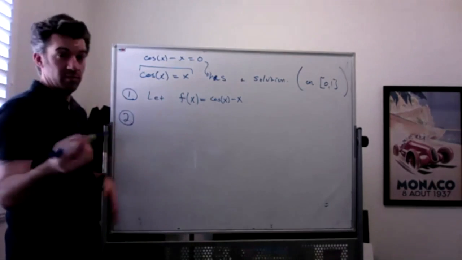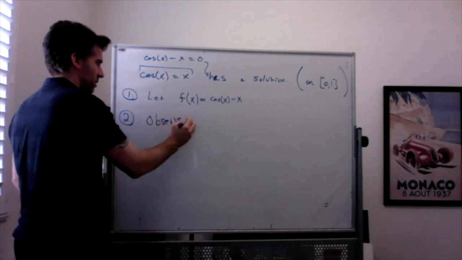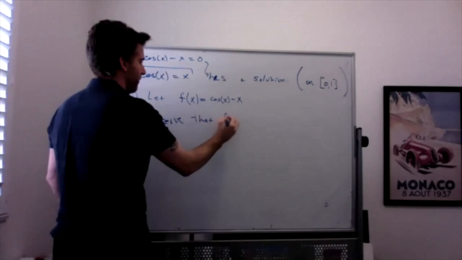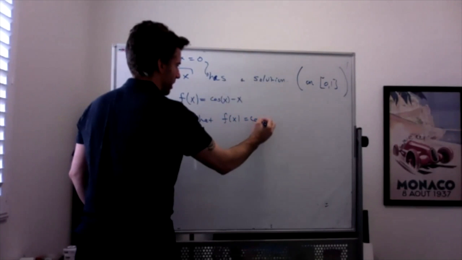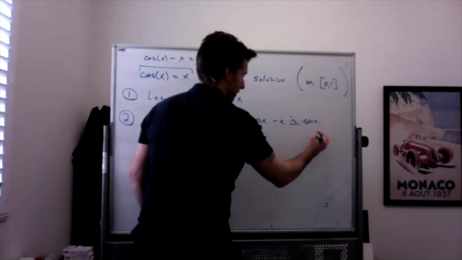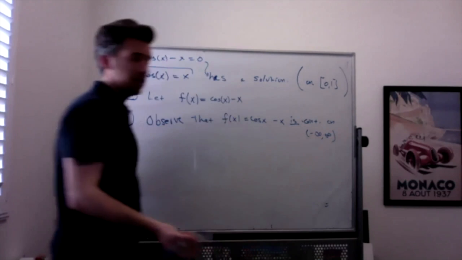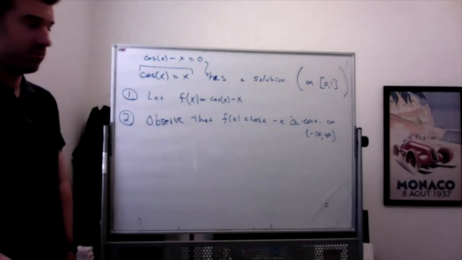So we have to make note of that. I usually like to say, observe that f of x equal to cosine x minus x is in fact continuous everywhere. We can say continuous on the interval from negative infinity to infinity. Great.